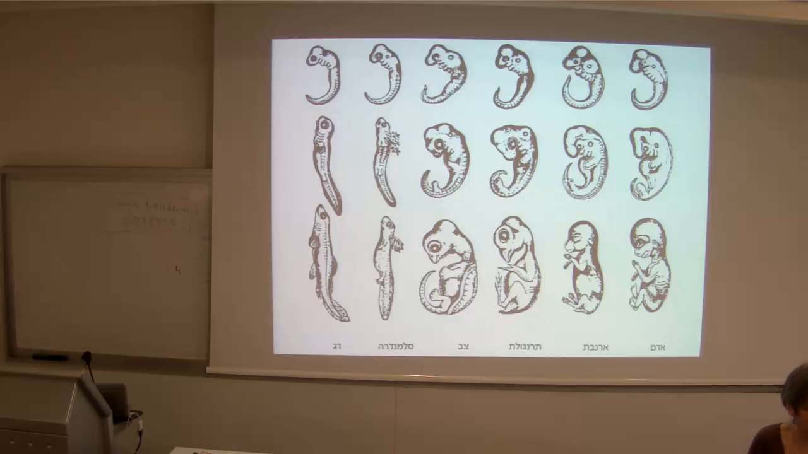So underneath the head there are several other protrusions. What is this, in fish? Exactly. Gills. Gills, right? Branchial arches. This is the actual name for whoever learned about that.